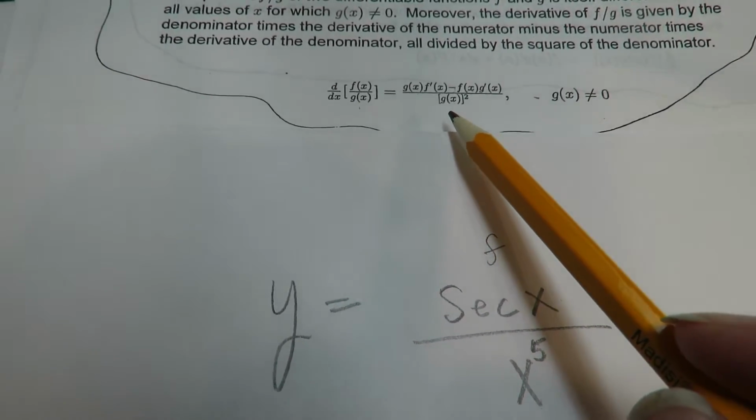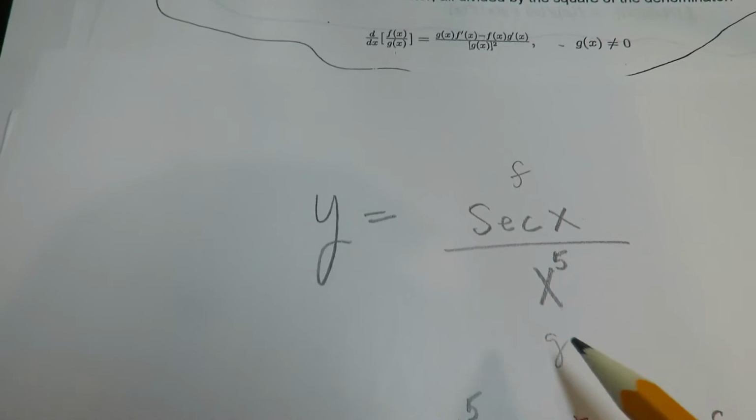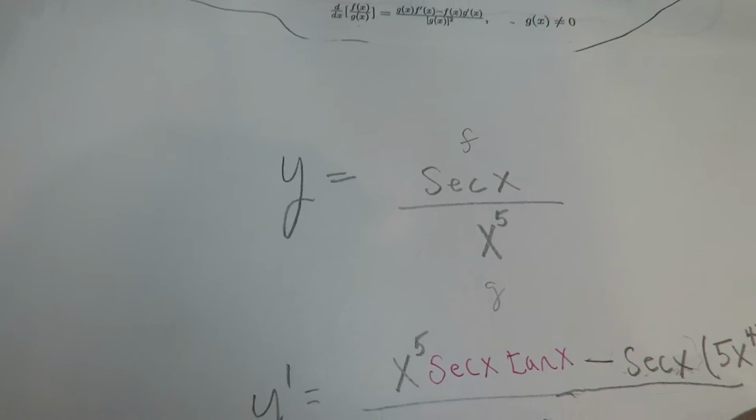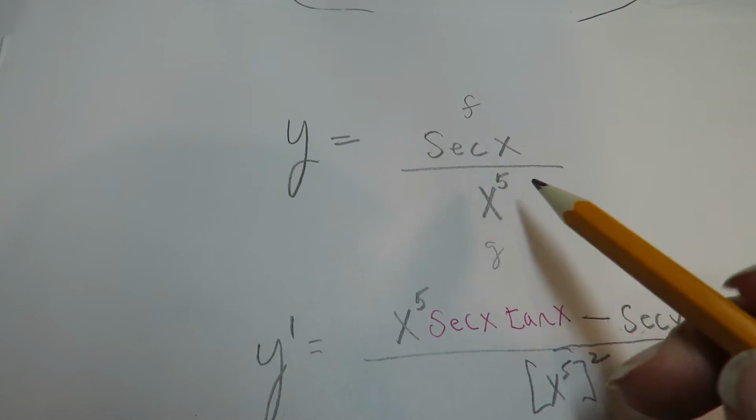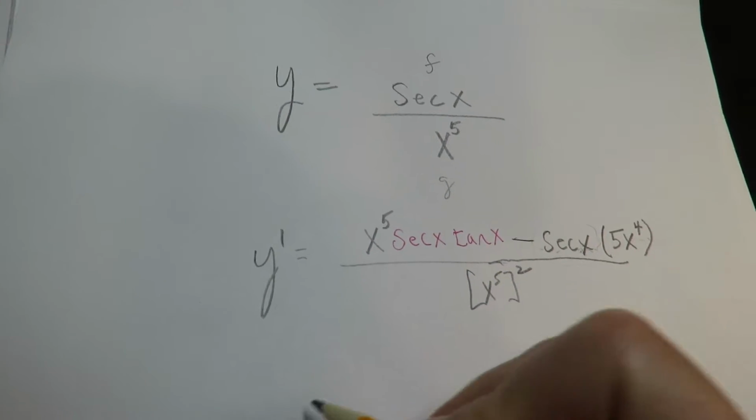All right, now this is G in the formula. You have to square it. So we're going to take the 5, and I'll use a bracket this time. You take the 5 and you square it. So it's G squared.